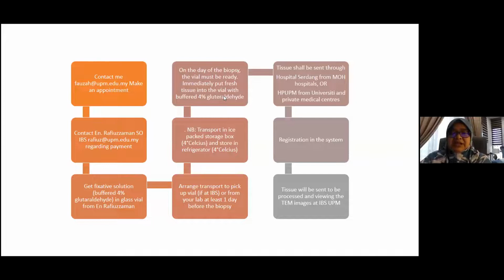Immediately put the biopsy into the vial containing the buffered glutaraldehyde, and then send it through to the relevant counter. If from a public MOH hospital, send to Hospital Serdang, to me. If from a private or university hospital, it can go through HPUPM. So we will register in the system, then I will bring the tissue and everything to IBS.